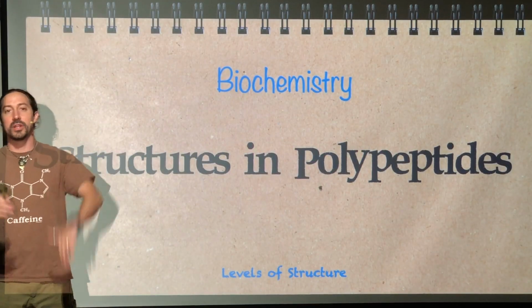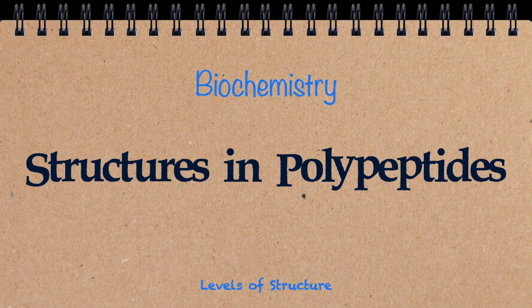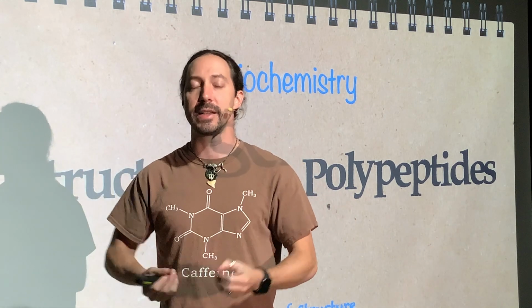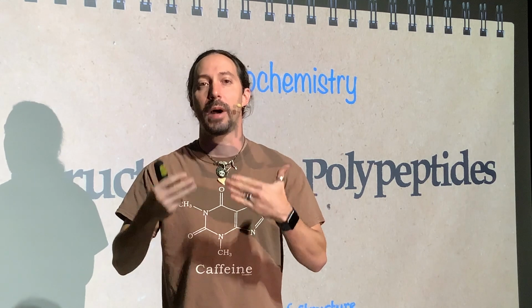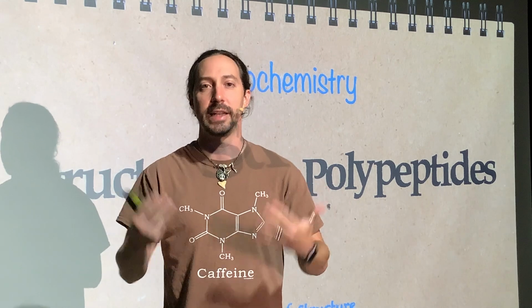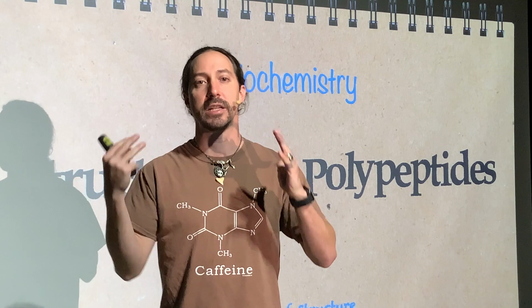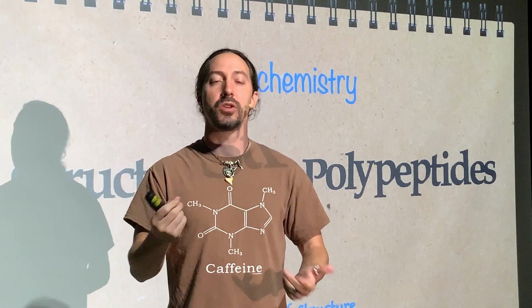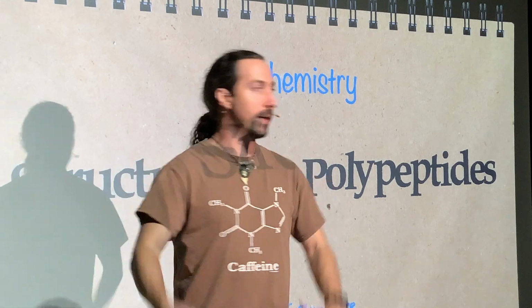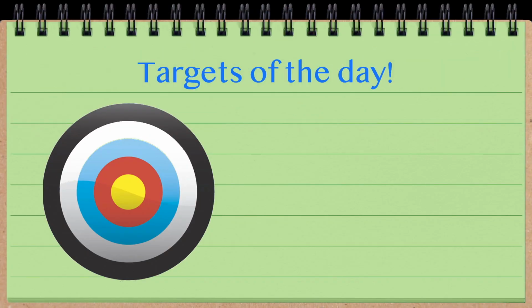Hello and welcome to this next episode of Tutors, continuing biochemistry and looking at structures in our polypeptides. Last time we talked about how amino acids were the monomers of a polypeptide, and now we're going to look at how those different monomers can interact with each other to give the whole polypeptide a specific structure and hopefully a specific function, so that way it can be called a protein. So let's get going. Here's how it works out.